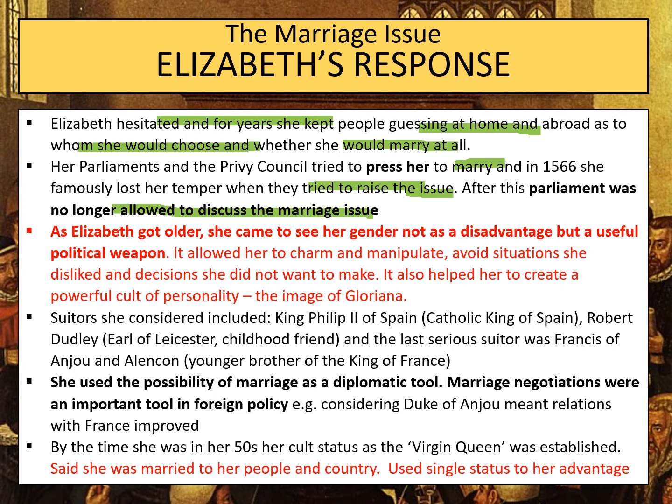Now, at first, Elizabeth saw that there were many advantages to marrying, but as she got older, she came to see that actually marriage might disadvantage her in lots of ways. Now, one of the reasons why she was expected to marry was because of her gender, which was seen as a disadvantage to being a ruler. But over time, she came to see her gender not as a disadvantage, but actually as a useful political weapon. It allowed her to charm and manipulate, and also doing things like avoiding situations she disliked and decisions she didn't want to make. It even helped her to create this powerful cult of personality and this propaganda image of her as the Virgin Queen and Gloriana.